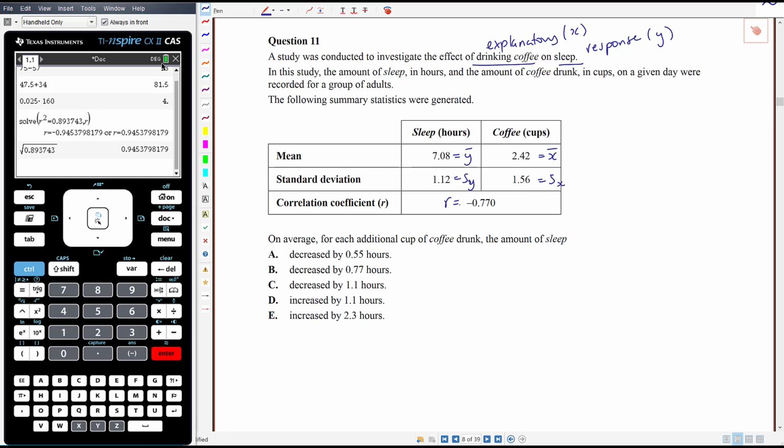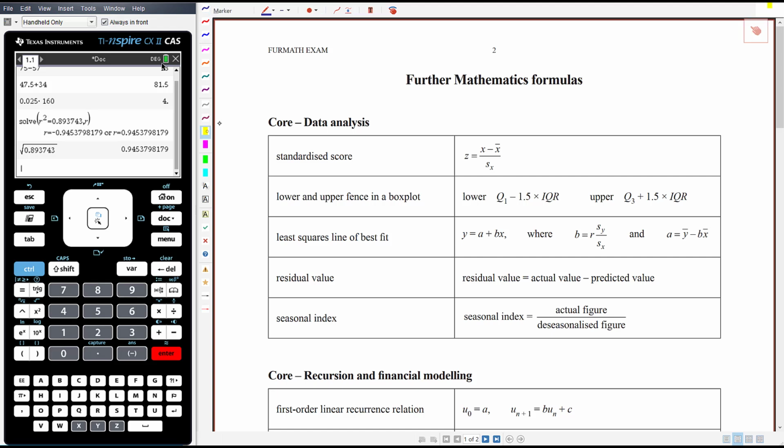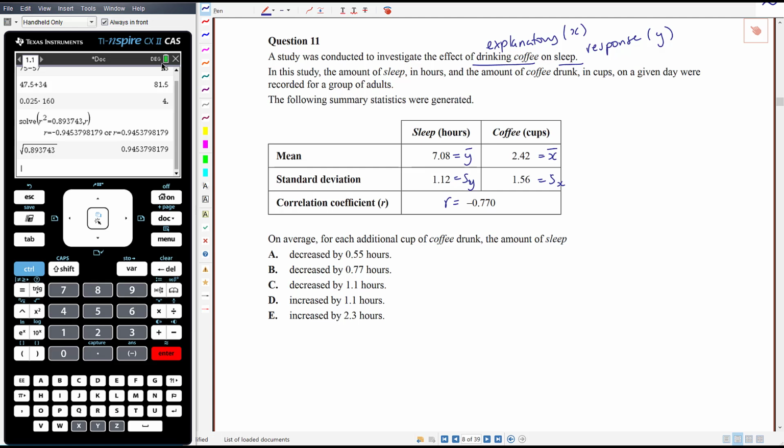I'm just going to open up the formula sheet to show you the relevant formula. Okay, here's the formula sheet, and here is where we want to be looking to these particular equations, which give us a connection between the equation of the least squares regression line and the mean and standard deviation and the correlation coefficient of the two variables. So immediately, I haven't even read the question yet, but seeing the information provided in the question, I'm thinking about these formulas.